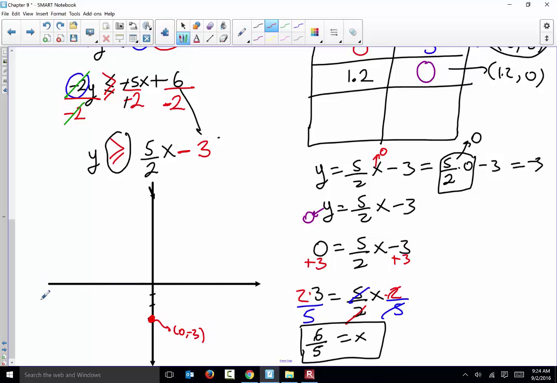Okay, what is the second point? 1, 0. Here is 1. The point is a little off right here. Are we good? Everyone happy?